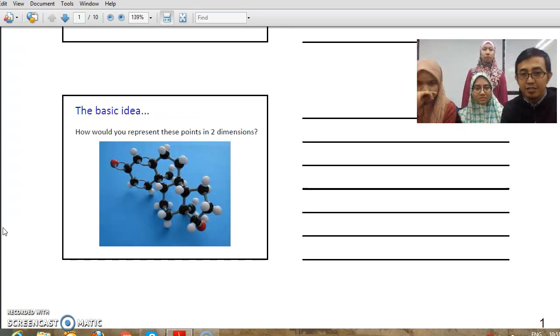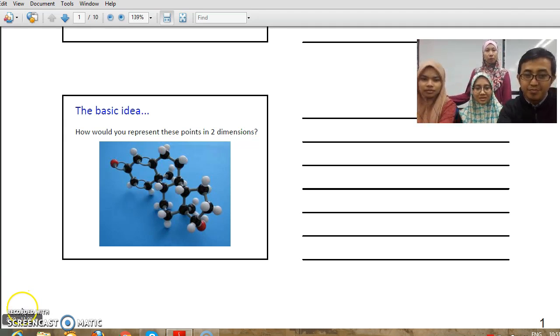Okay, the basic idea. Kak Ayu, I think I already gave you a task about this. Can you explain a little bit about this basic idea? So we find two dimensions by compressing the points into a space so that we can find the distance between the points. Okay, thank you, Kak Ayu.